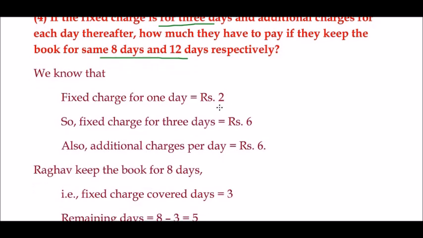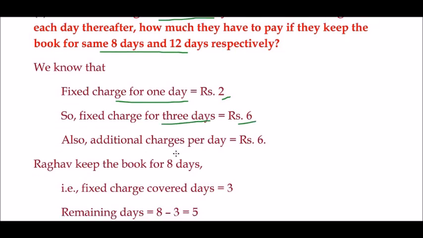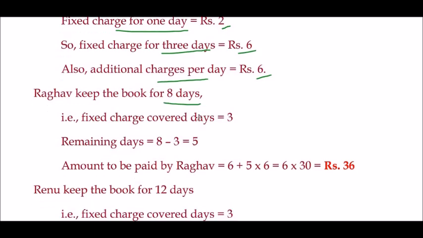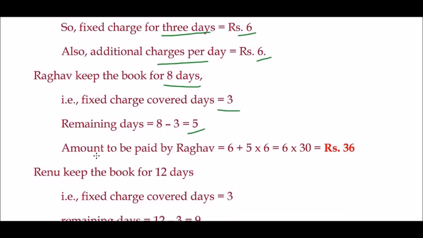We know that fixed charge for 1 day is rupees 2. So fixed charge for 3 days is equal to 3 into 2, that's equal to 6. Also additional charges per day is equal to rupees 6, that we already found. Raghav keeps the book for 8 days. So the fixed charge covered days is 3 and the remaining days is 8 minus 3, that's equal to 5. And the amount to be paid by Raghav is equal to 6 plus 5 into 6, that is equal to 6 plus 30, that is equal to 36 rupees.